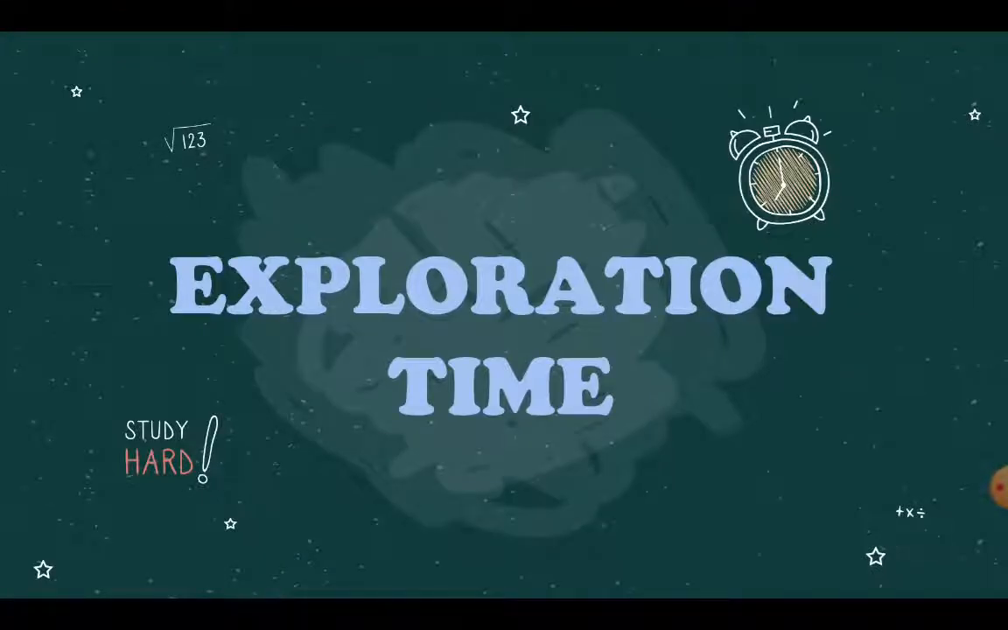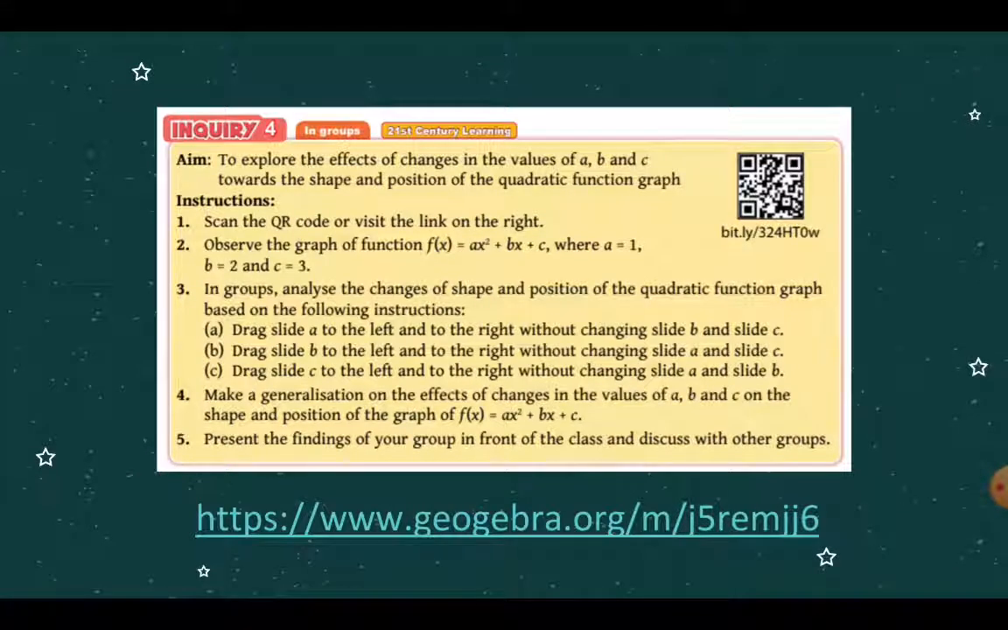So first thing first, let's explore. Okay, so from inquiry 4, our aim is to explore the effects of changes in the values of a, b, and c towards the shape and position of the quadratic function graph. So we need to observe the graph of the function in which a is 1, b is 2, and c is 3. And then we need to analyze the change of the shape and position of the quadratic function graph based on the following instruction.